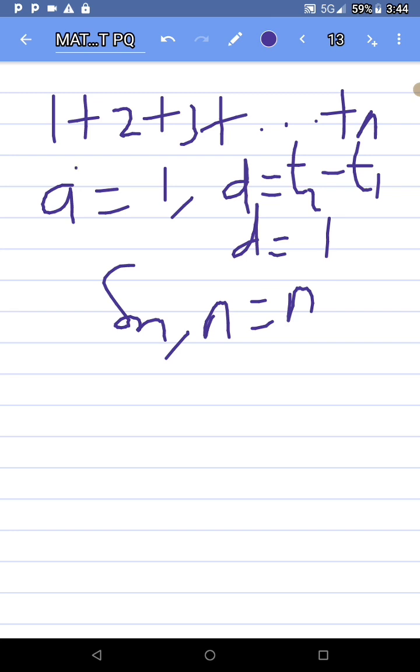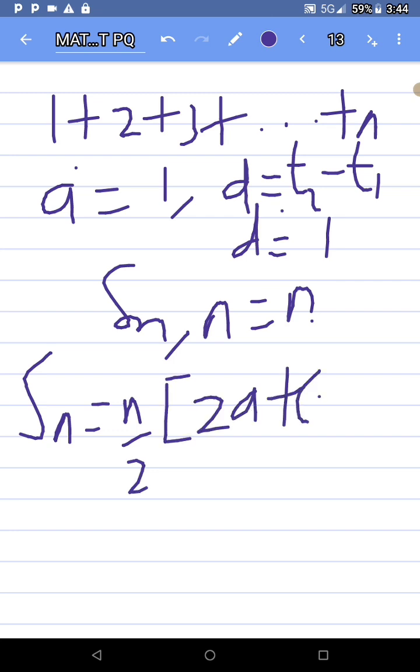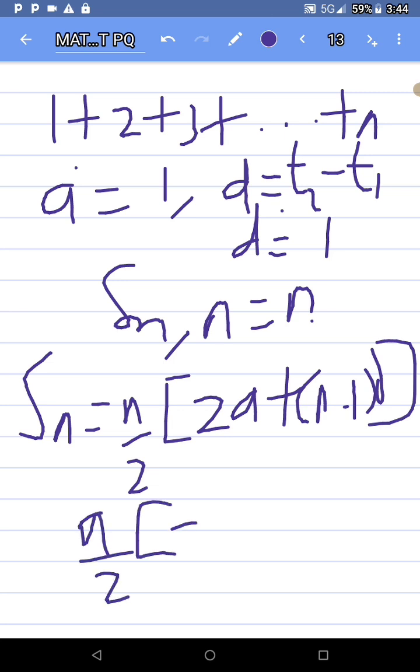So since I have the first term, the common difference, and the number of terms, the sum is given by n over 2 into bracket 2a plus n minus 1 times d, or we use n over 2 into bracket a plus l. So if you have the common difference, use this. If you have the last term, use this. So we have the common difference, so we are using this other one.